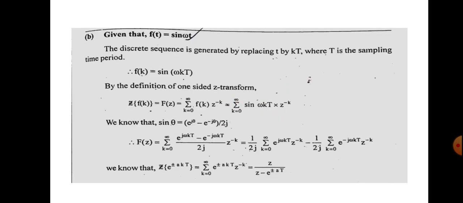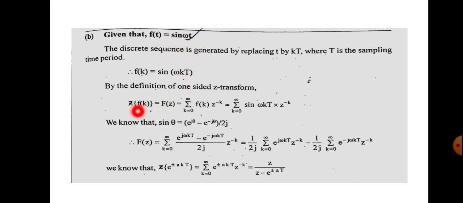Next we have another problem, f of t equal to sin omega t. Let us find the z-transform of this sin omega t. Here f of t equal to sin omega t is a continuous time signal. Usually the z-transform is used for the frequency domain analysis of discrete time signals, so we have to discretize this signal. Let the discrete time signal be obtained by replacing t by kT, where T is the sampling period. So we can write f of k equal to sin omega kT.